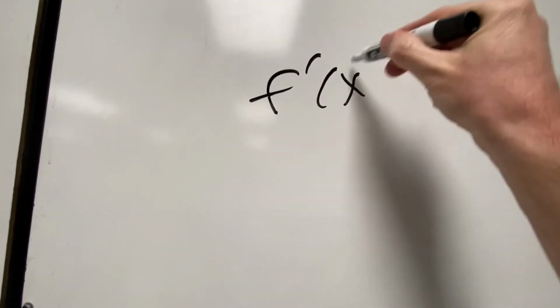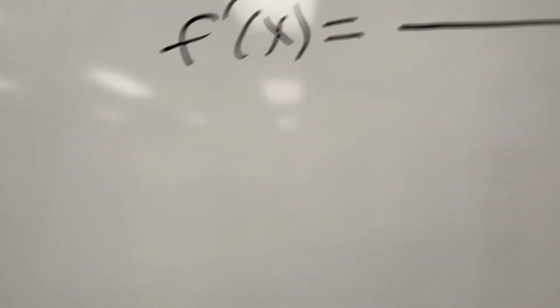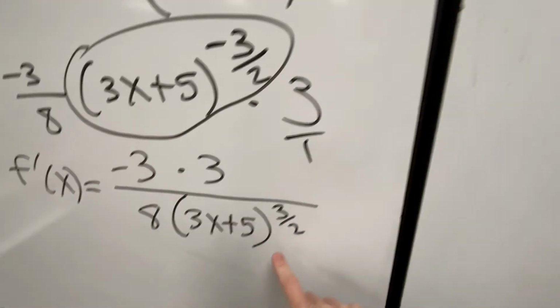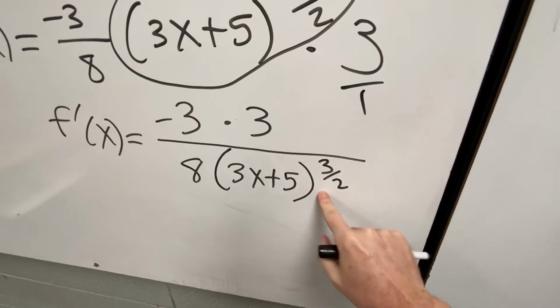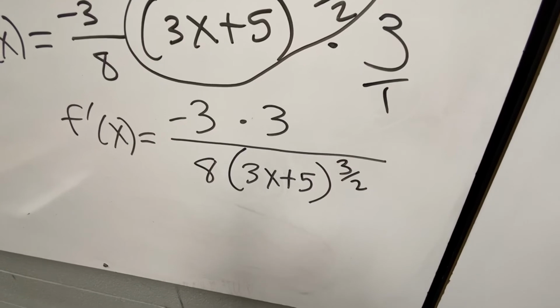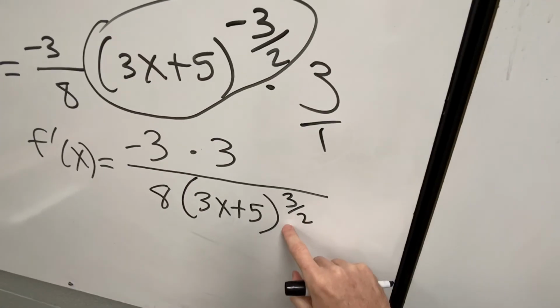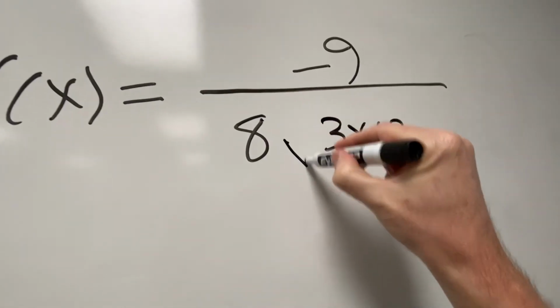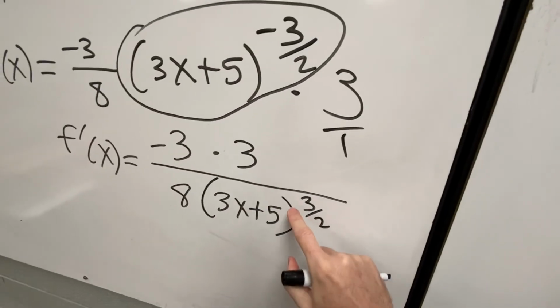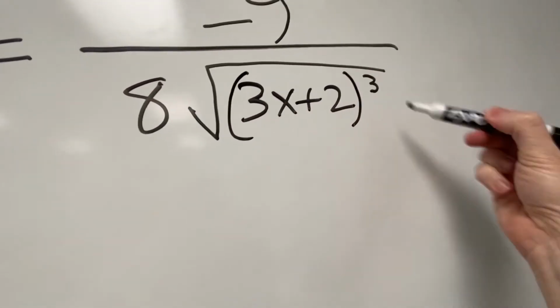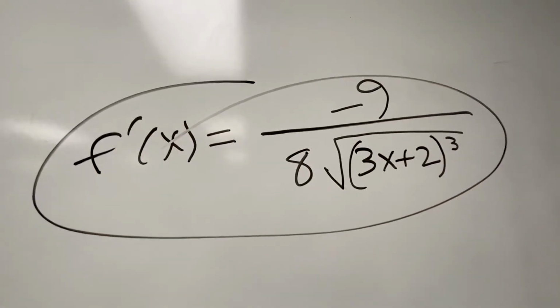We'll go to the other board over here where I have more room. Final answer. Negative 3 times 3, so the top is going to be negative 9. There's your numerator. 8 times the quantity. Now hold on a second. 3 over 2, that's exponent form. Didn't we start in radical form? So we should go back to radical form. So 3x plus 2, and it was square root. The 2 on the bottom is the square root, and the 3 on the top is quantity cubed. So we'll just slide that underneath the radical there. And that is the perfect answer.